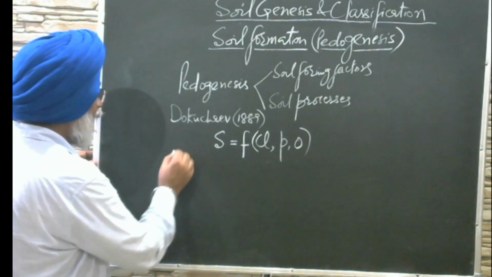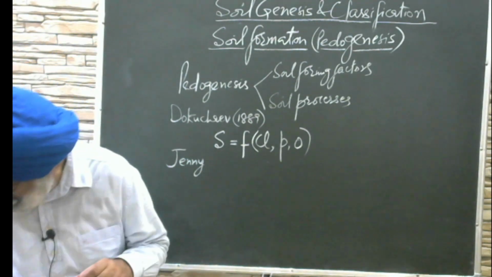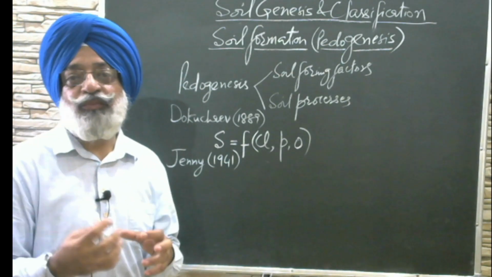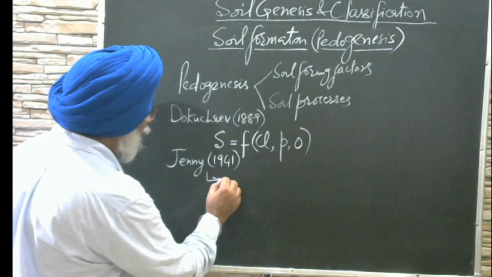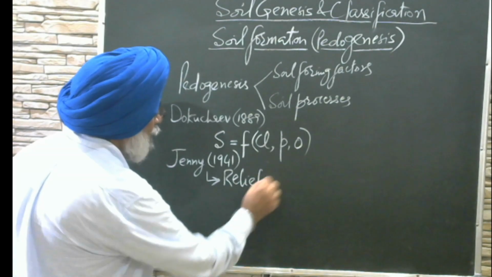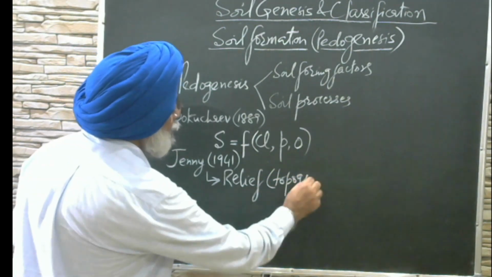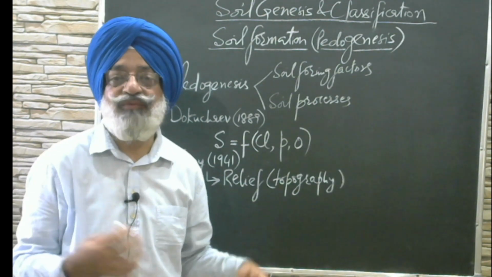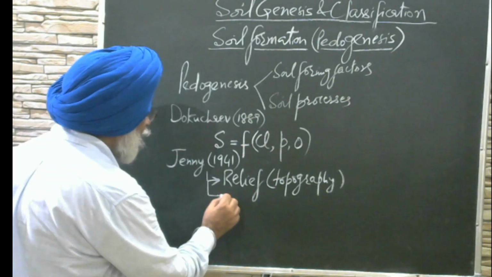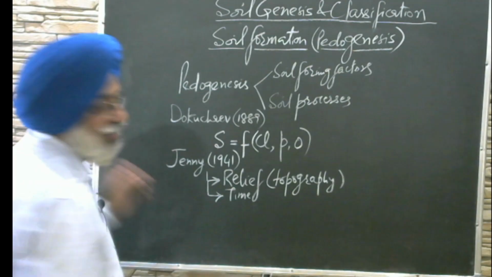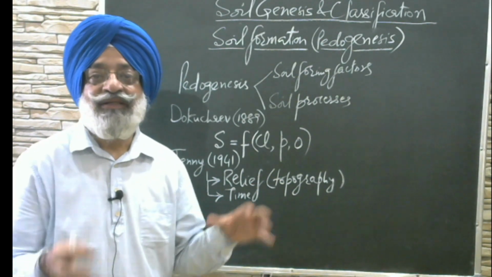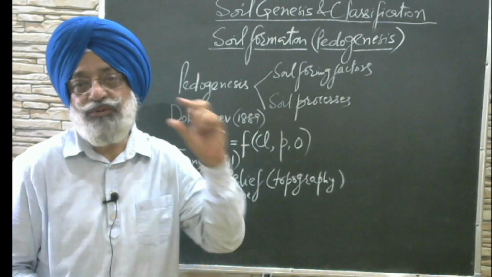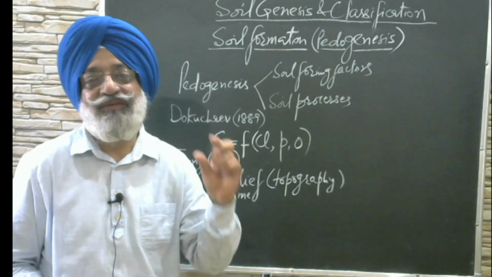Later on, Jenny in 1941 said that two more factors are important, and those factors are relief, or you can say topography. How a soil is formed is also determined by the topography of that particular region where the soil formation is taking place. And also he said that time is as important as other factors, because, as I said in my last lecture, this soil formation process is very slow, and you require thousands, maybe tens of thousands of years to form 1 centimeter of soil, 1 inch of soil.